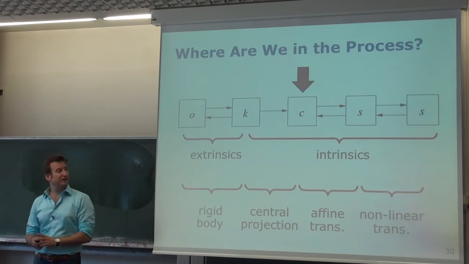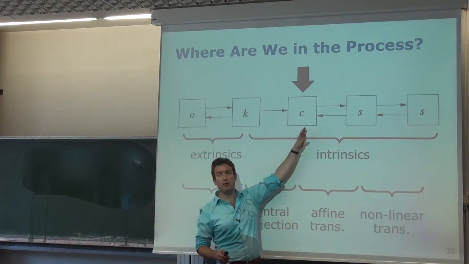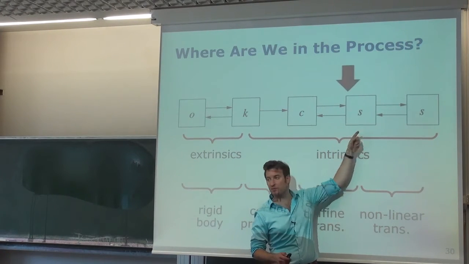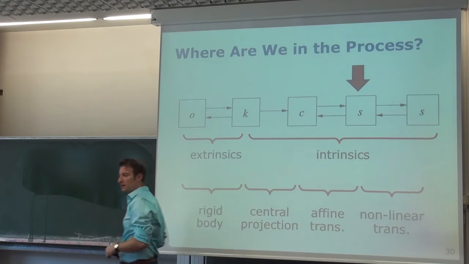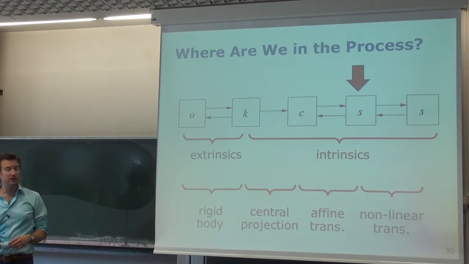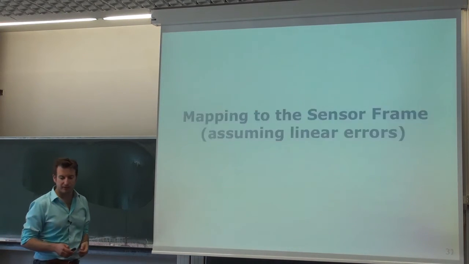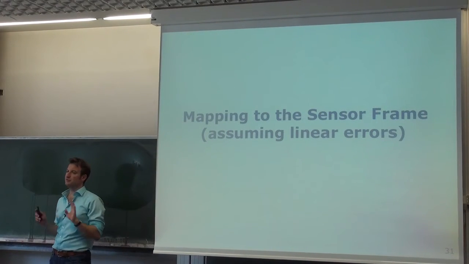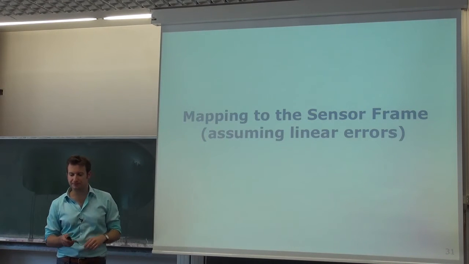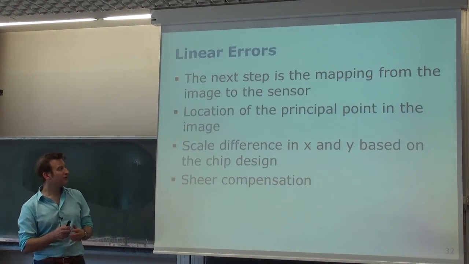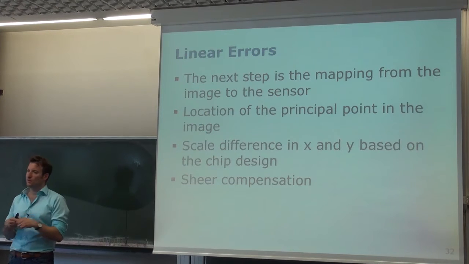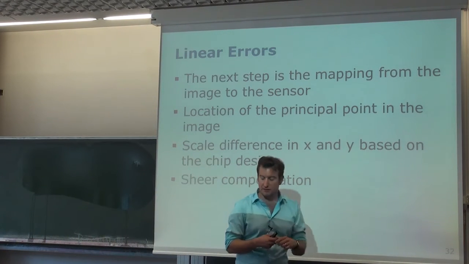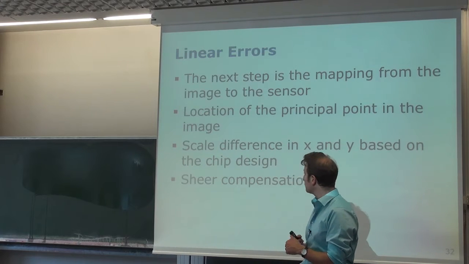Okay, so what we've done so far was map a point up to here, mapping to the image plane. We are now taking this step further and moving from the image plane to the sensor coordinate system, on the assumption that we only have linear errors. So what makes a sensor coordinate system potentially different from the image plane coordinate system?